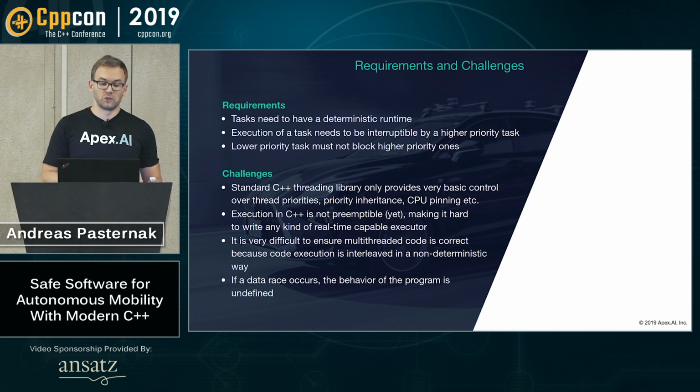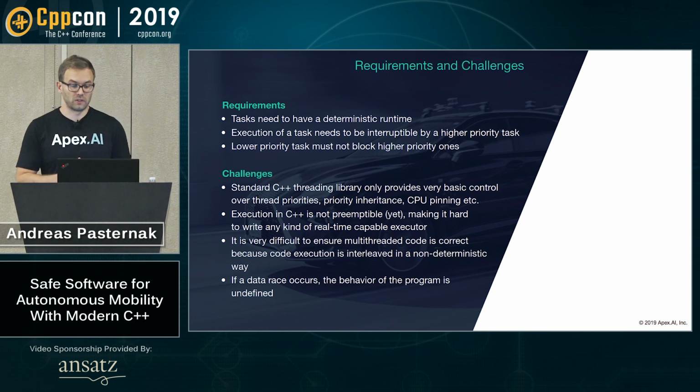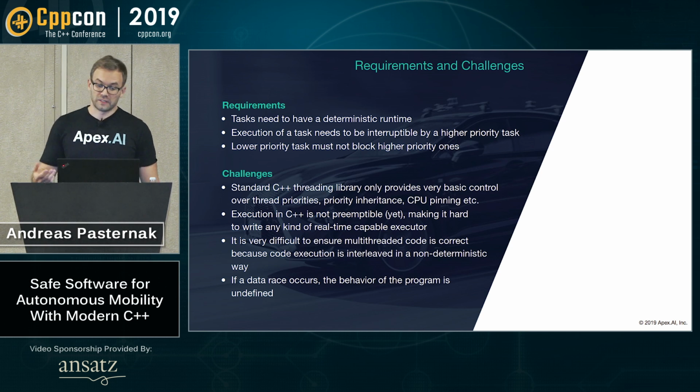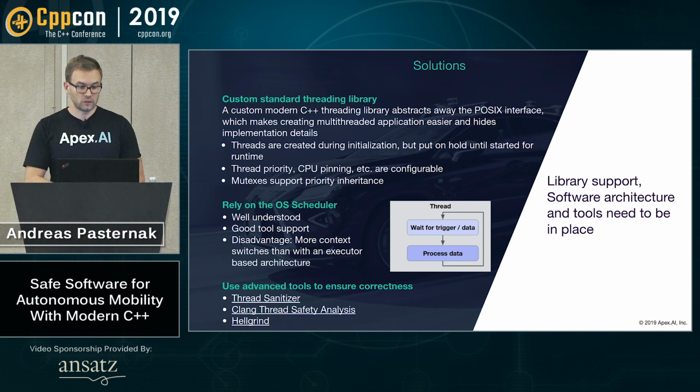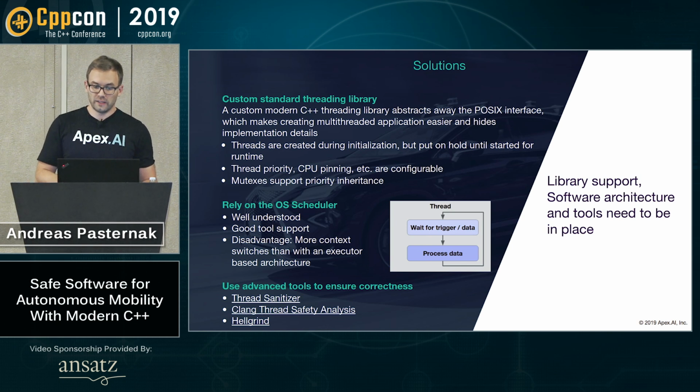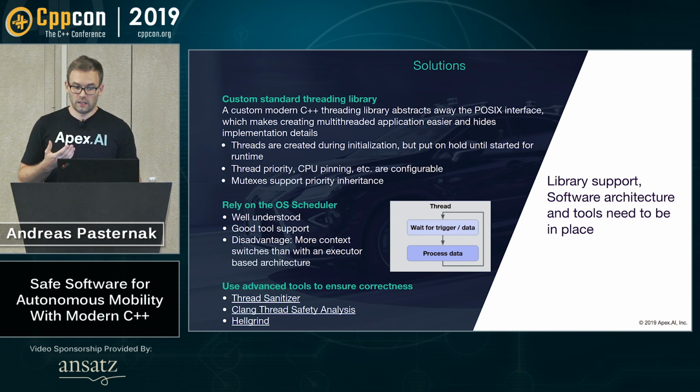It's also very difficult to ensure that multi-threaded code is correct because code execution is interleaved in a non-deterministic way. And if a data race occurs, the behavior of the program is undefined. So how did we approach these challenges? We created a custom threading library, which is as close as possible to the standard threading library, to make migration of code easier and to let engineers learn it more quickly.